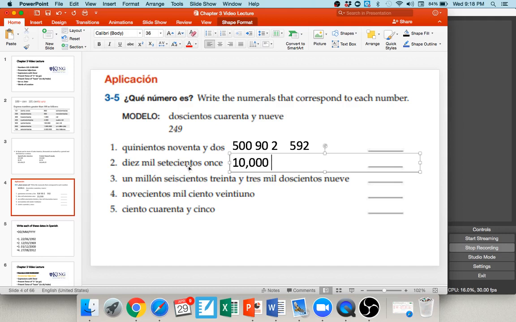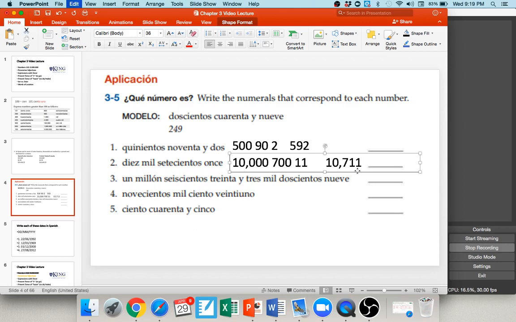700, so this cientos part indicates 100. Sete, 7, so 700. And then once, 11. So 10,711 added all together. Okay, I'd like for you to take a moment, pause your audio, and give the rest of these a try. Okay, now that you've had a second to try these, let's take a look.